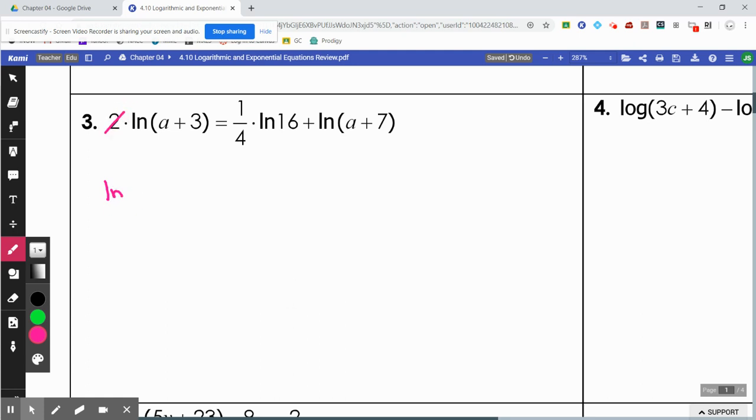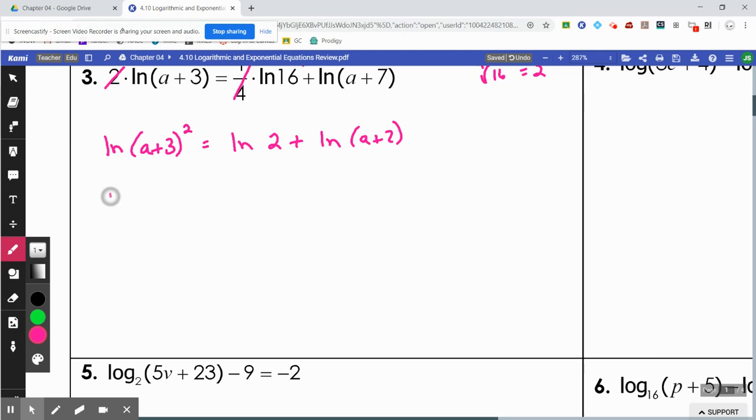Any coefficients also must be moved up to powers. That'd be a plus 3 to the second using your power rule. On the right side, we're going to raise the 16 to the 1/4 power. That's the 4th root of 16, which is 2. So we have now the natural log of 2 plus the natural log of a plus 7. And those can be combined using your product rule.